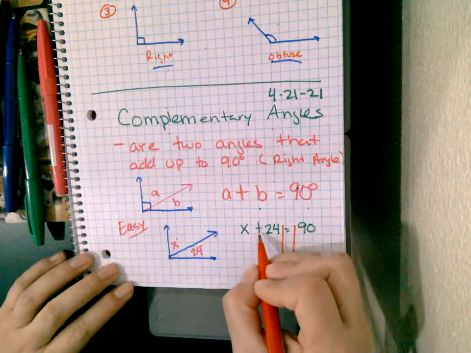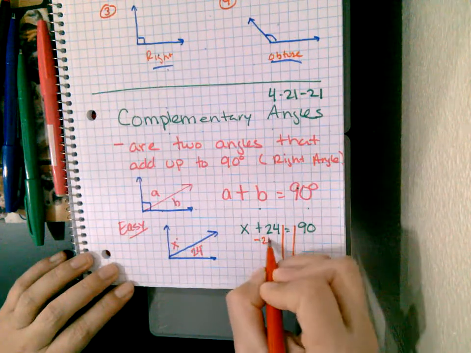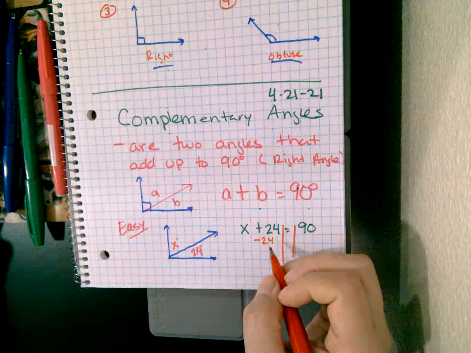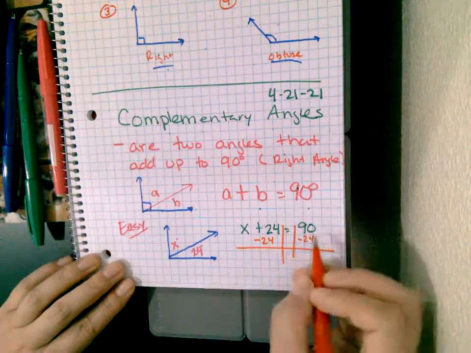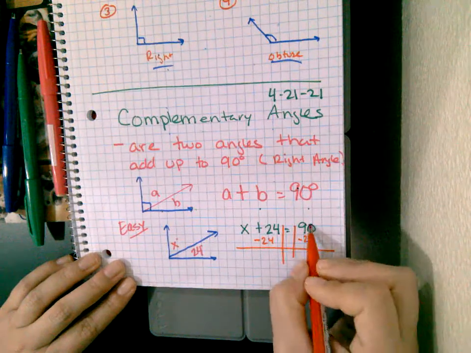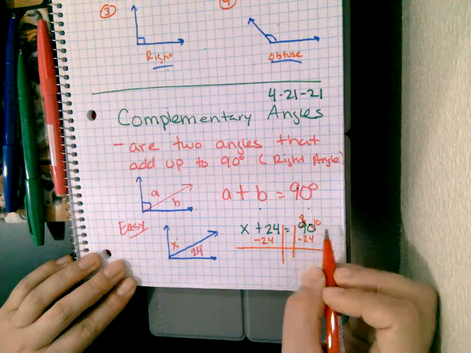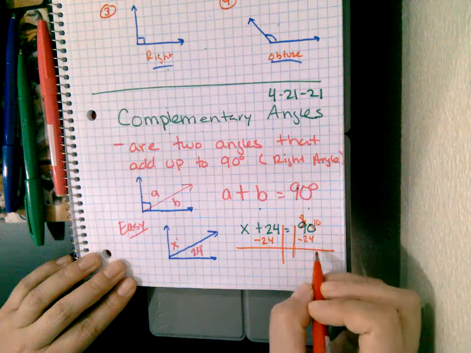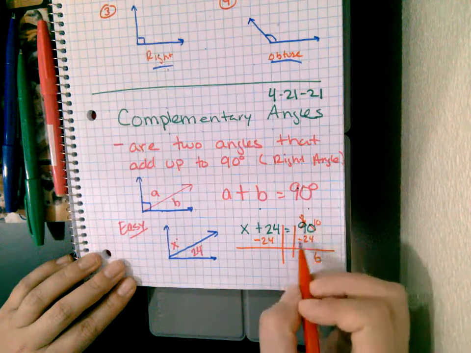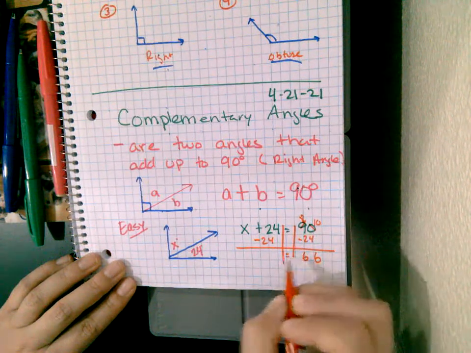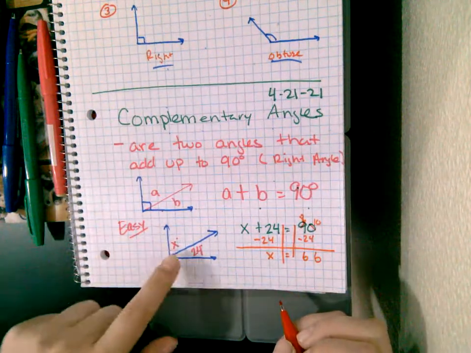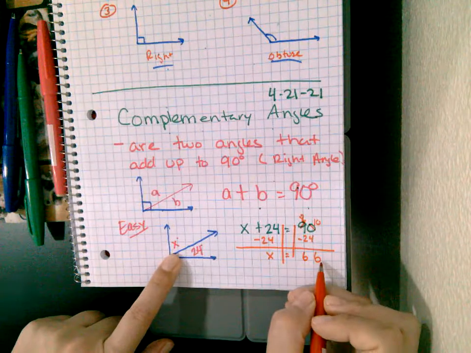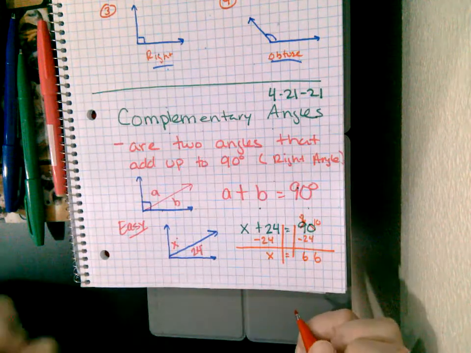Back in October, we taught you how to do this. Since it says plus 24, you subtract 24 on this side and subtract 24 on this side. So we have 90 minus 24. Make sure you borrow correctly. 10 minus 4 is 6. 8 minus 2 is 6, and we just bring down your X. So therefore, the angle X is equal to 66 degrees.